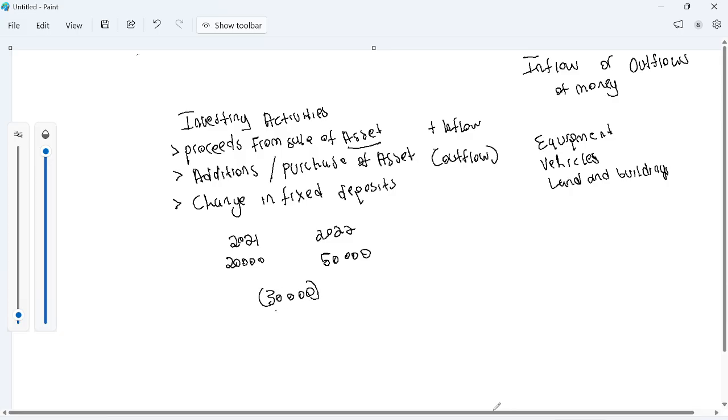An outflow of money. Now a decrease in fixed deposit means that my fixed deposit matured and I received money out of the fixed deposit. So therefore that's a what? That's an inflow of 30,000. It can never get complicated than that, guys.